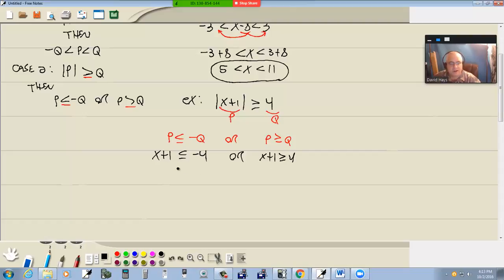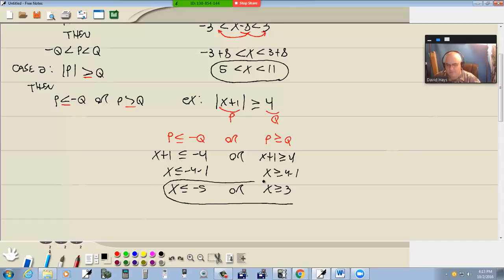And I want to solve for x, so I take the 1 over. And we got x is less than or equal to negative 5. Here I'll take the 1 over. And we got x is greater than or equal to positive 3. And there's an or between them.